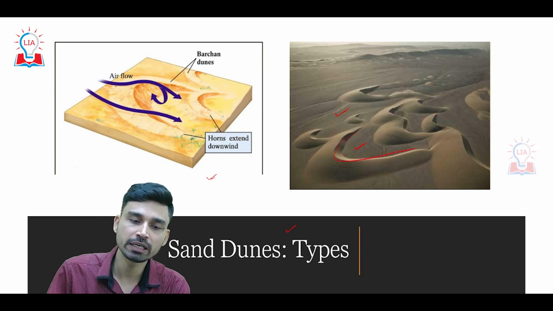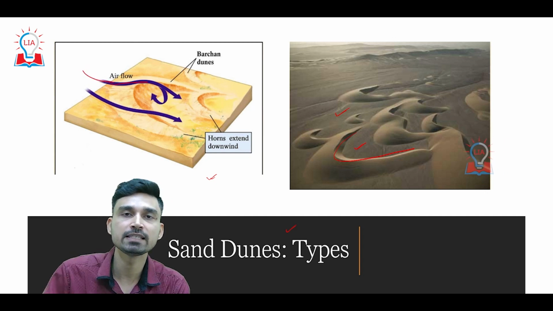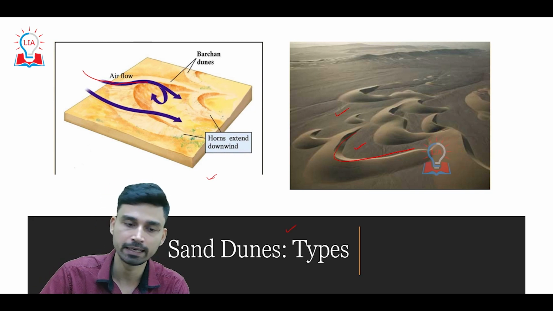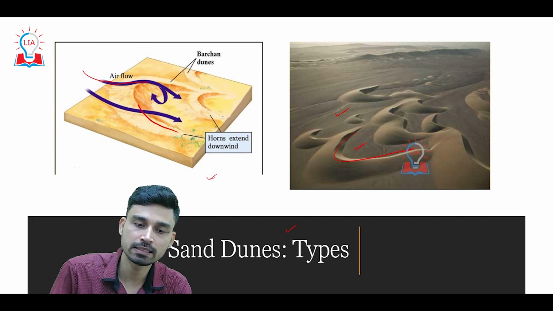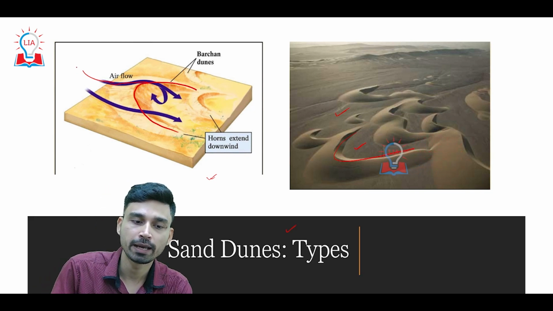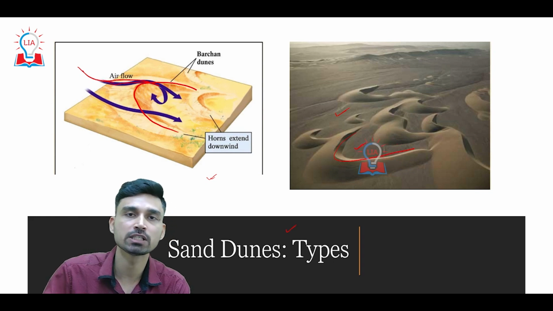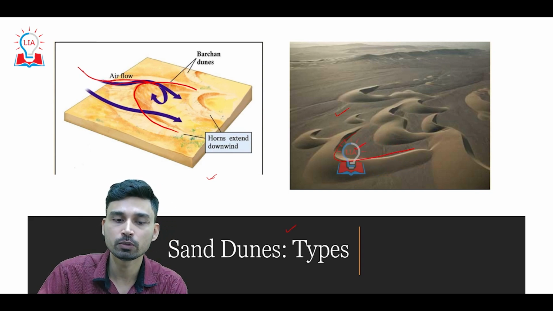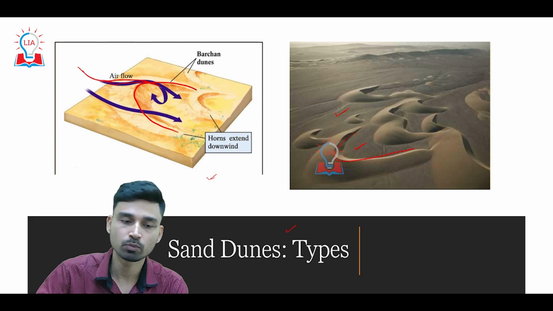So barchan dune generally develops in those areas where the movement of the wind is transverse to the orientation of the sand dune. As you can see from here, this is the orientation of the barchan dune, and the wind is flowing transverse or perpendicular to this barchan dune. And due to this reason, what happens?